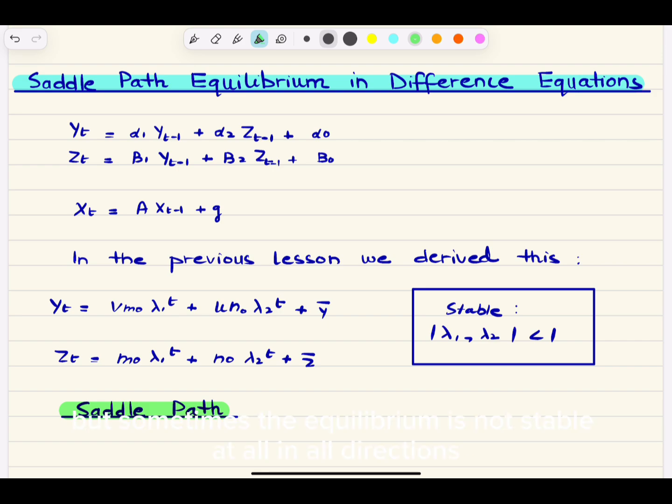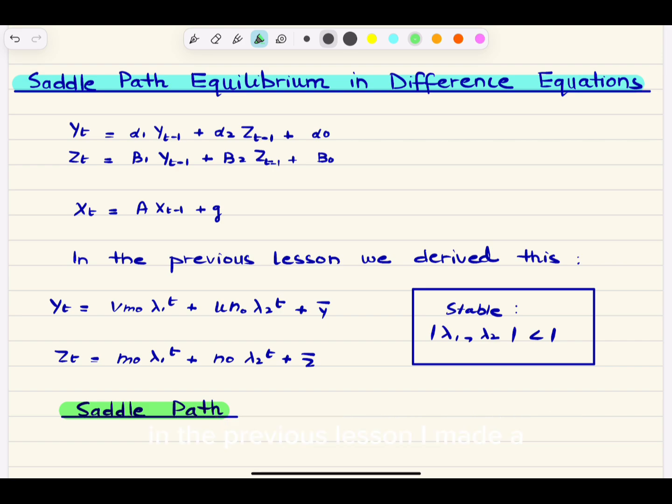But sometimes the equilibrium is not stable in all directions. So some deviations may push the system away unless it lies on a very specific path. That specific path is what we call the saddle path. By the end of this lesson, you will be able to identify when an equilibrium is a saddle point, understand why only one trajectory leads through the system back to equilibrium, and trace the stable path using a phase diagram. So let's take this step by step and really understand the intuition before the mathematics.